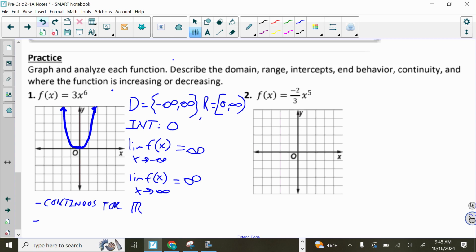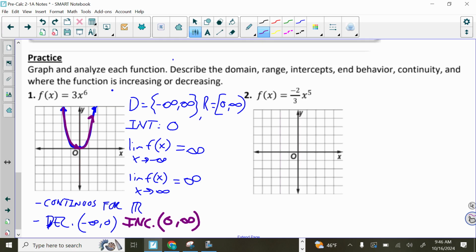And then finally, our increasing and decreasing, we're going to say it's decreasing on the interval negative infinity to 0. Right, this little piece right through here is decreasing as we go from left to right. It's working downward, and then we're going to go back up. So it's increasing on the interval 0 to infinity.